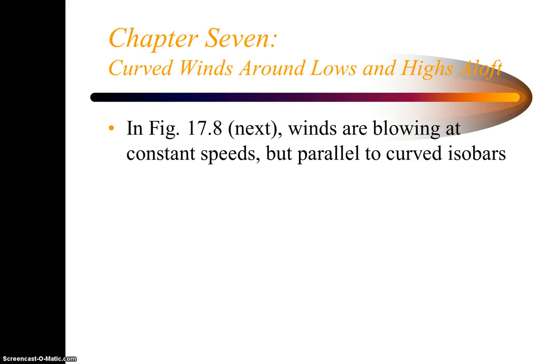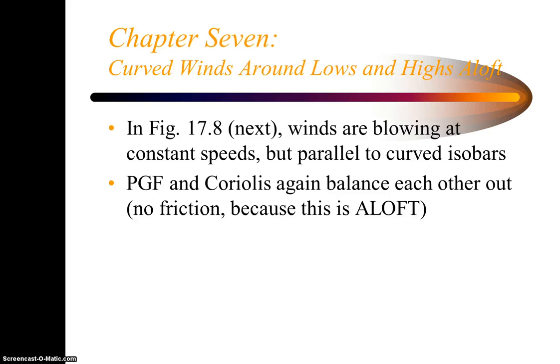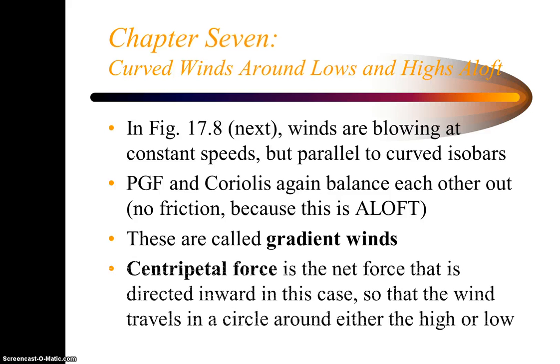In the next figure, 17.8, winds are blowing at constant speeds but parallel to the curved isobars. In this case, PGF, pressure gradient force, and Coriolis force again balance each other out. Why? Well, because aloft, the parcels of air are so high in the atmosphere that you do not have to account for friction with the Earth's surface at the boundary layer. The parcels are free to move without being impeded by the ocean surface or the land surface or valleys and so on. When winds blow around a high or low pressure, when they are blowing parallel to these curved paths, they're called gradient winds.